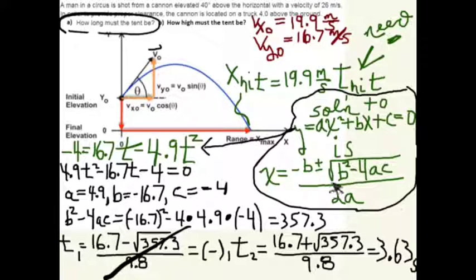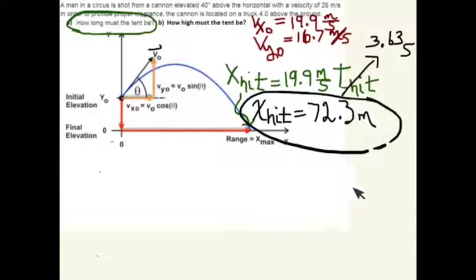So we apply the quadratic formula to get the 2 real solutions. t1 is minus b, or 16.7, minus the square root of 357.3 all over 2a, or 9.8. Looking at the numerator, which is negative, we see that that is the negative solution, and we discard that. This gives us the other, positive solution: 16.7 plus the square root of 357.3 divided by 9.8. That's 3.63 seconds. And so that is the time that we need to substitute in for t hit into the uniform motion x component of the projectile motion.